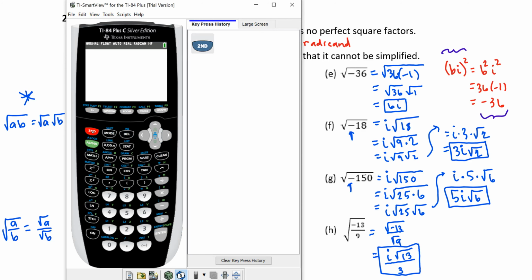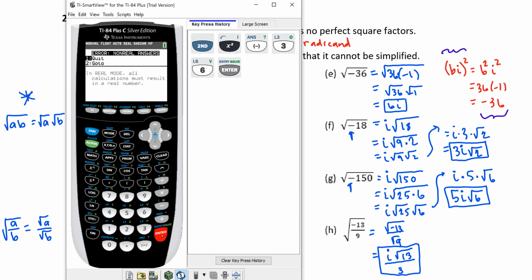So I'm going to do second and then square root. Make sure you use the little negative sign at the bottom of the keypad, not the minus operation. Now, when we type in square root of negative 36, notice what the calculator says. It returns error, non-real answer. Well, that's true. The square root of negative 36 is not real, it's imaginary.